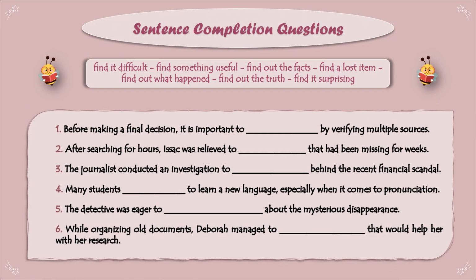Sentence completion questions. Read the sentences below and fill in the blanks with the correct collocations from the list. Find it difficult. Find something useful. Find out the facts. Find a lost item. Find out what happened. Find out the truth. Find it surprising. 1. Before making a final decision, it is important to blank by verifying multiple sources.